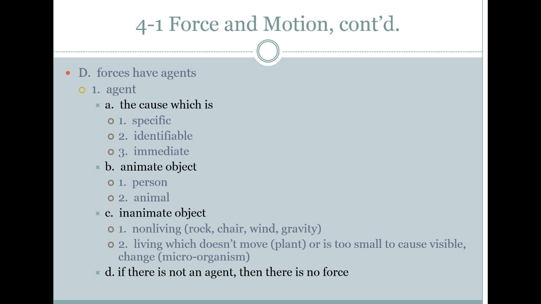Forces have agents. Each force has a specific, identifiable, immediate cause called the agent. You should be able to name the agent of each force. For example, the force of the table or your hand on your computer. The agent can be animate, such as a person, or inanimate, such as a desk, floor, or a magnet. The agent for the force of gravity is Earth's mass. If you can't name an agent, the force doesn't exist.